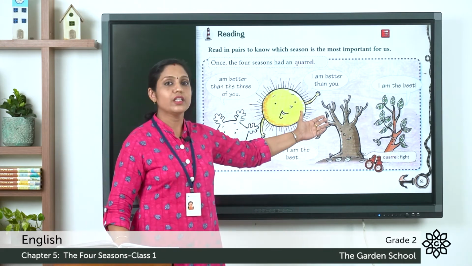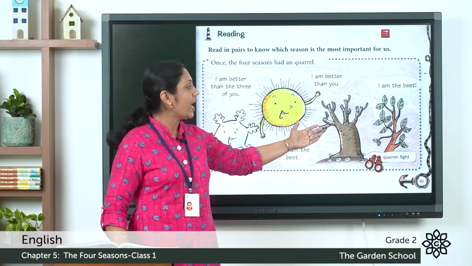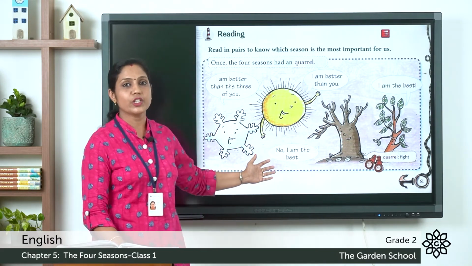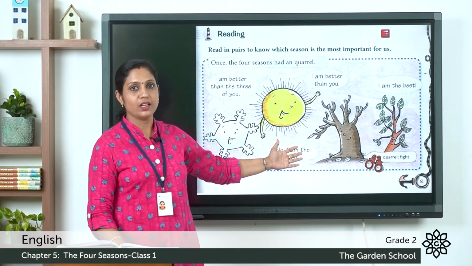In the autumn, the trees shed their leaves. And in the spring season, new leaves grow on trees. So looking at the picture, you can see which seasons these are.